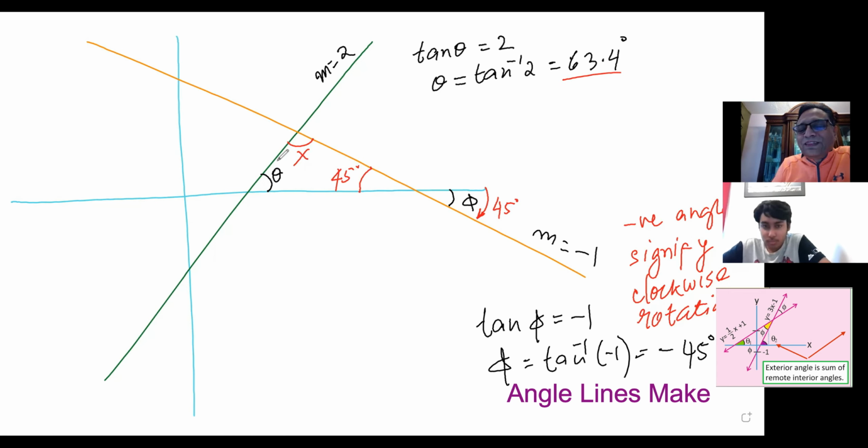Is it okay? Yes, sir. The x value will be equal to 180 degrees minus theta minus 45 degrees, correct? Where theta is 63.4 and we can find the angle. You get the idea. That is how we can find the angle of intersection between the two lines. You get the idea. Yes, sir.